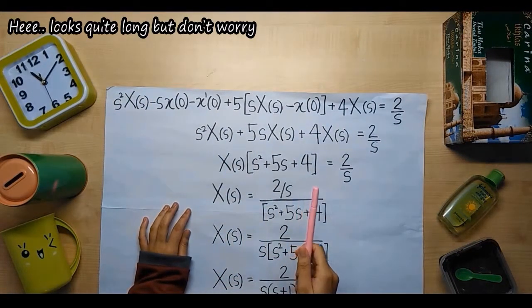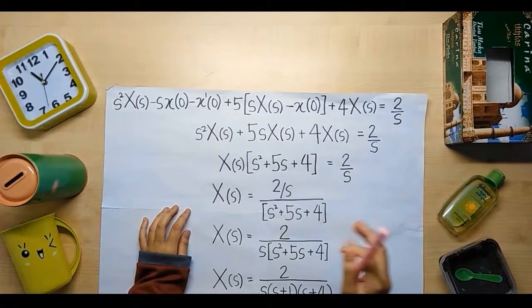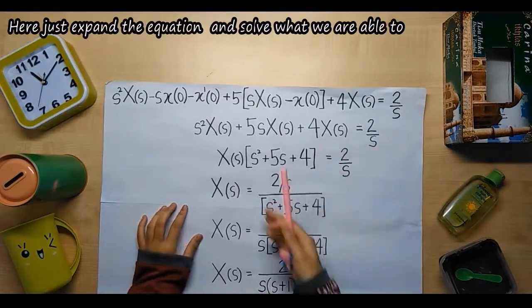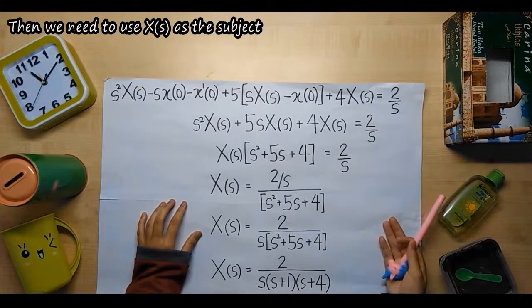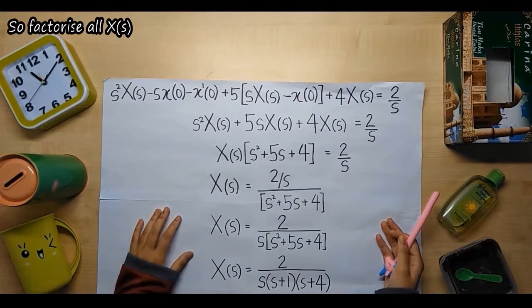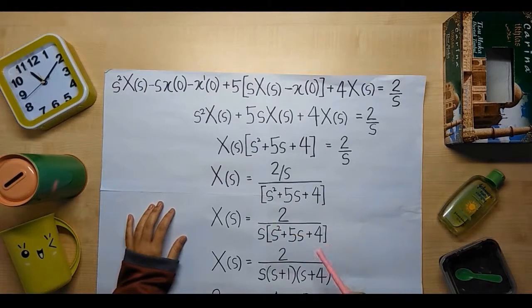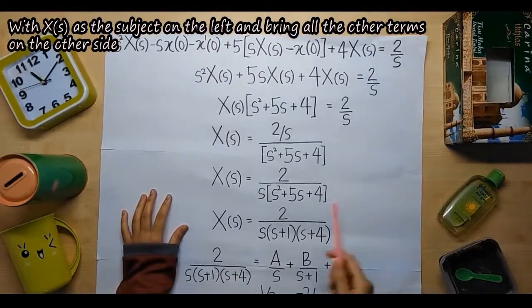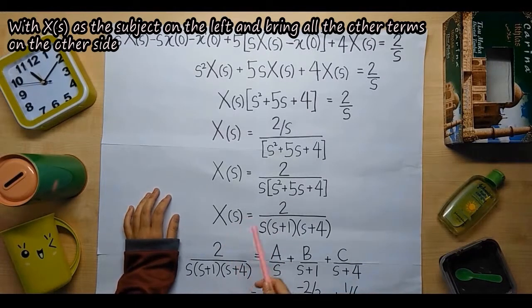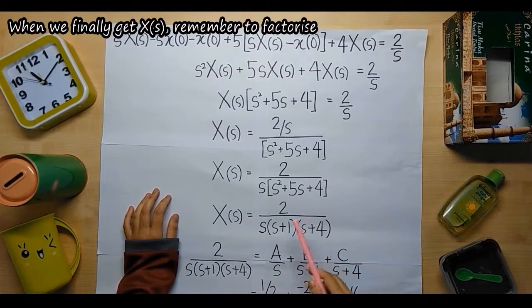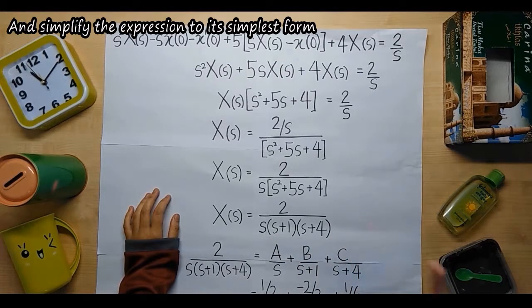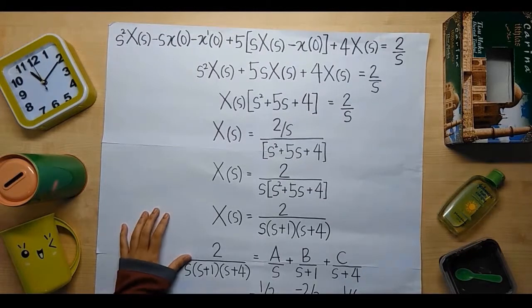It looks quite long, but don't worry. From here, just expand the equation and solve what we are able to. Then we need to make X(s) the subject. Factorize out X(s), leave X(s) as the subject on the left and bring all the other terms to the other side. When we finally get X(s), remember to factorize the denominator of the expression on the right and simplify the expression to its simplest form.